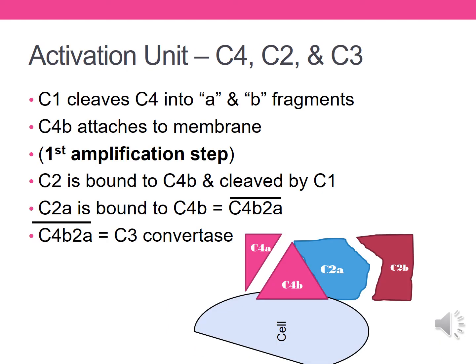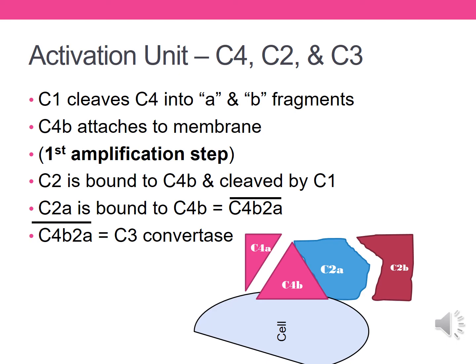So the next stage in our classical pathway is the activation stage, or our activation unit. And this activation unit is comprised of C4, C2, and C3. So we have our C1 that is attached to the Fc portion of our IgG antibodies. And we have C4 floating by, and C1 will cleave C4 into C4a and C4b. So these are the two fragments that C4 is cleaved into.